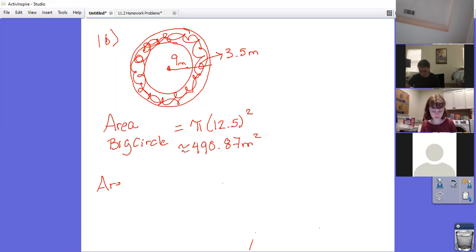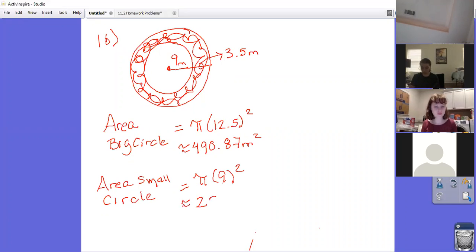Then I'm going to do the same thing for the smaller circle. Here I know that the radius is 9, so I'm just going to use 9. Then I multiply it out, and I get 254.47.